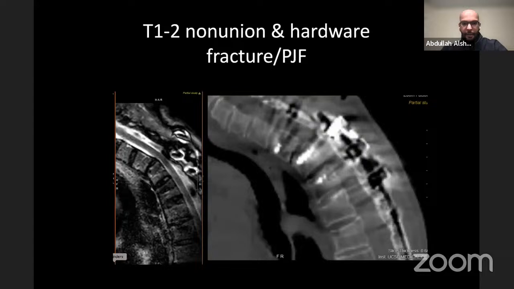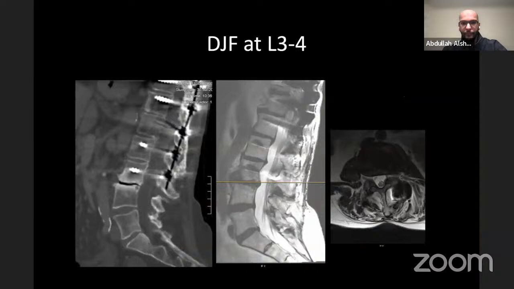And this is a CT and MRI showing that the patient has T1-2 non-union and hardware fracture. She had the PJF, and also she has mild stenosis at T1-2 in the MRI. And distally, she has distal junctional failure. She had adjacent level disease, where you can see a vacuum disc phenomenon at L3-4 and stenosis.